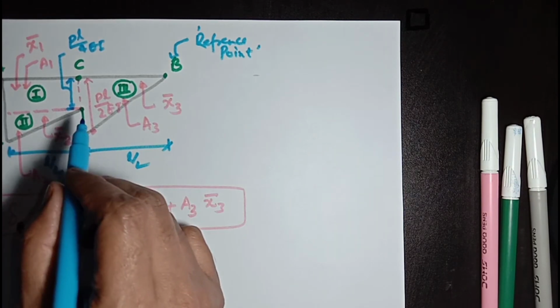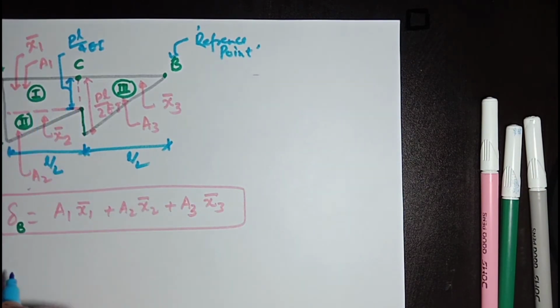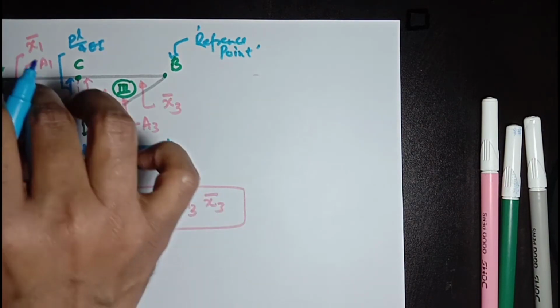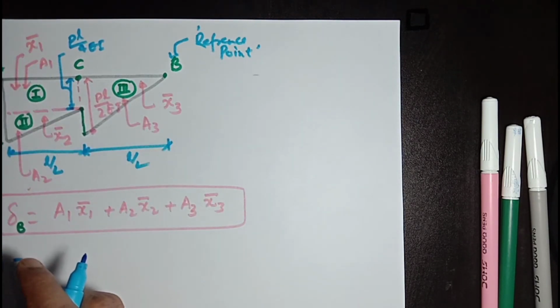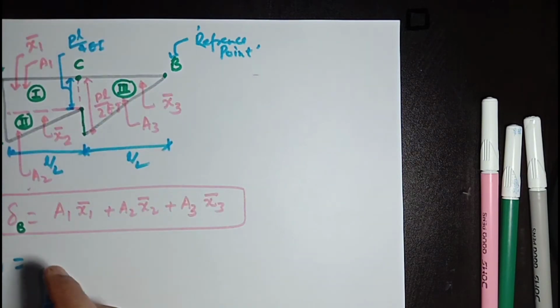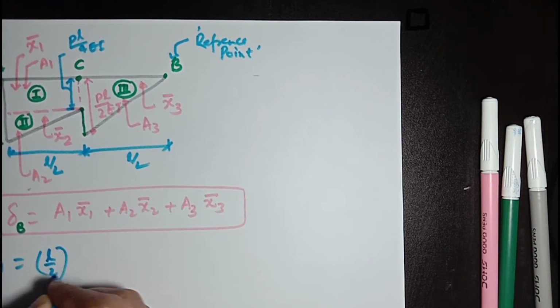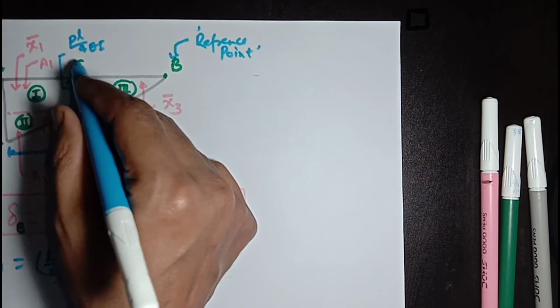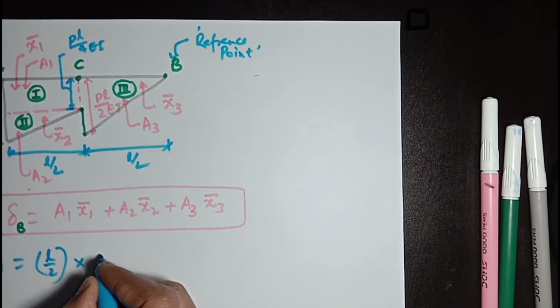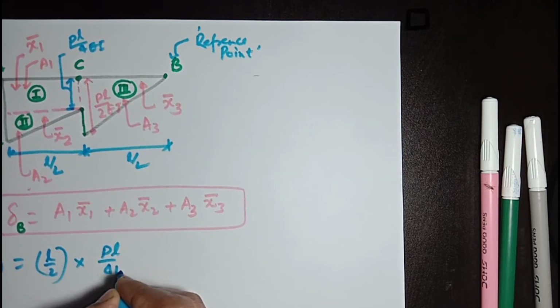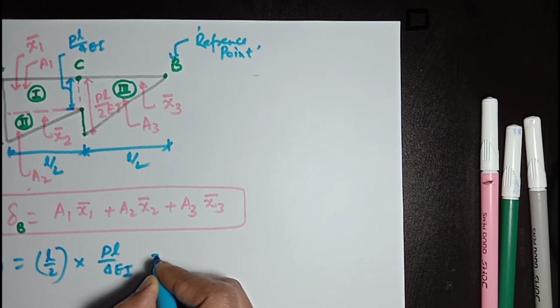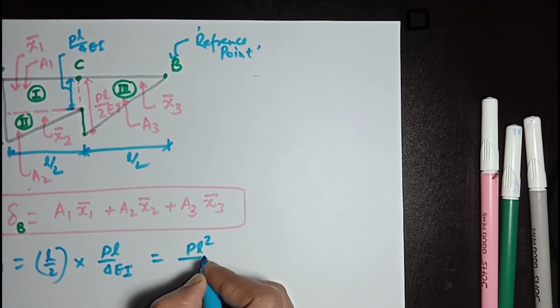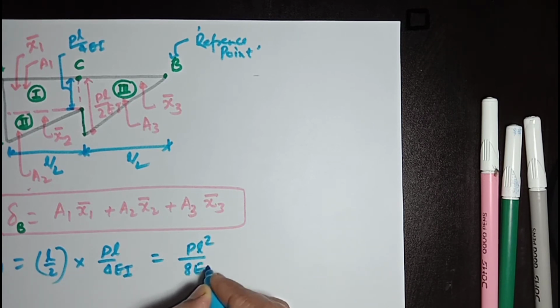Here we can calculate the value. A1, the area of region 1, will be this length L by 2, multiplied by this value, PL divided by 4 EI, so it will be PL square divided by 8 EI.